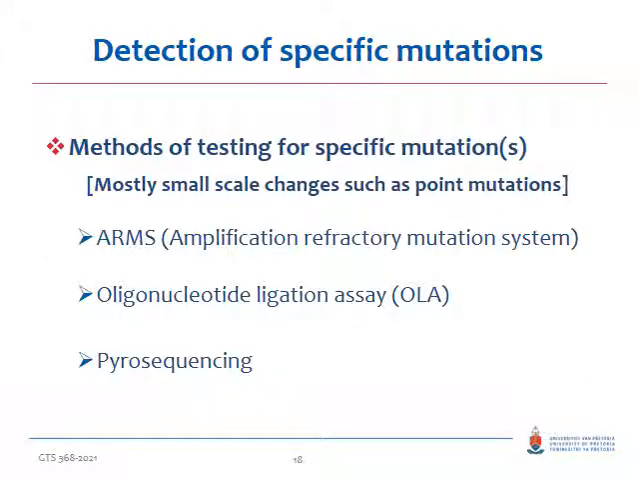To detect a specific point mutation or SNP, such as a point mutation, amplification refractory mutation system, abbreviated as ARMS, oligonucleotide ligation assay, abbreviated as OLA, or pyrosequencing can be used.